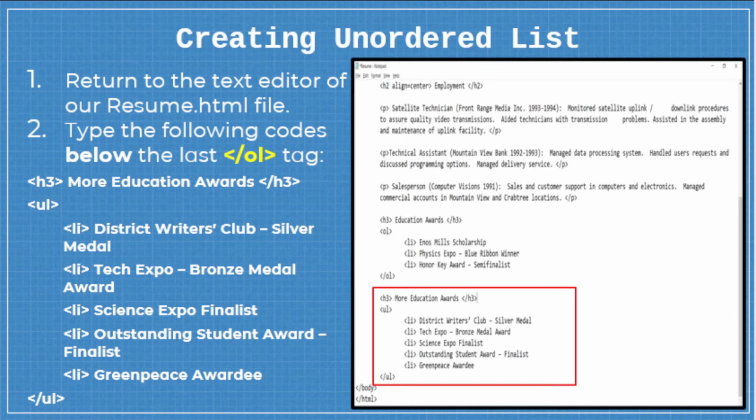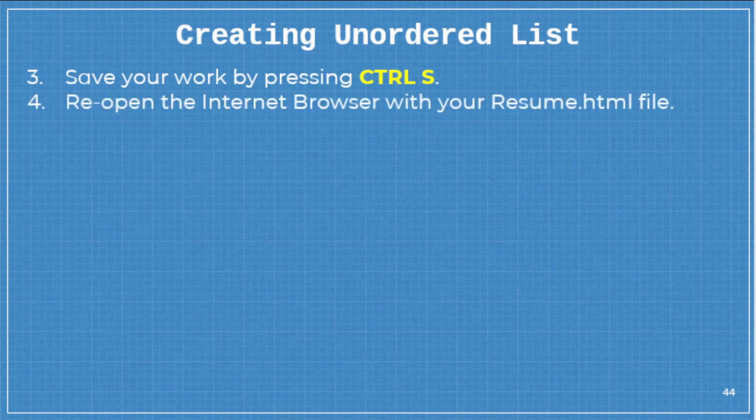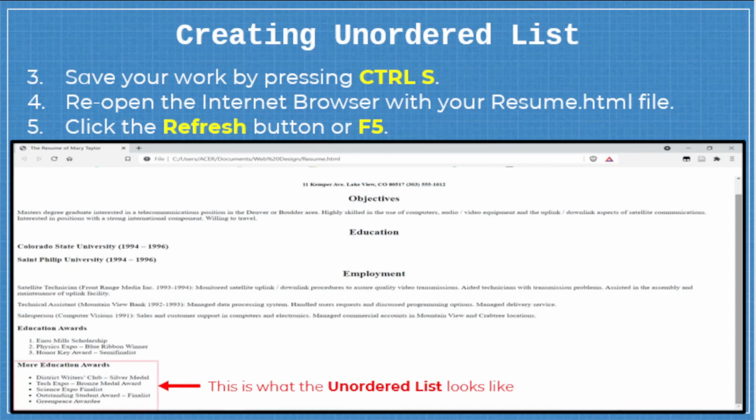Once you're done typing, what do you do? Save your work, go back to your browser, press the refresh button, and this is what it looks like. So there's your unordered list.